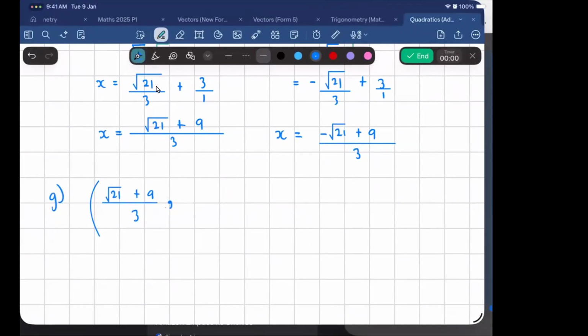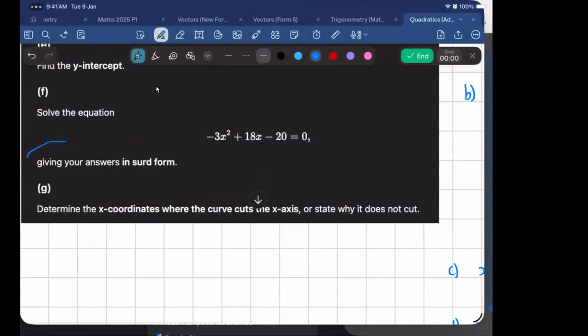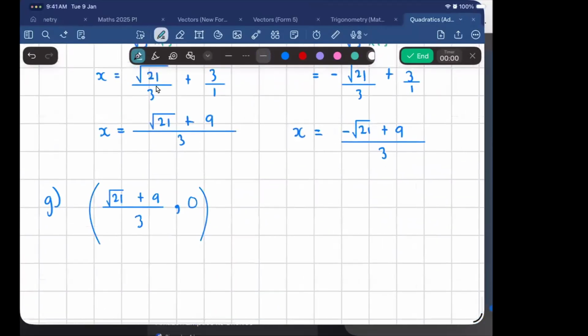If you're a point on the X axis, what is your Y value? 0. Yeah. Oh, okay. Because look at what they're asking us. They're asking us to determine the X coordinates where the curve cuts the X axis. When it cuts the X axis, the Y value is 0. Remember? Yes, sir. Nice.